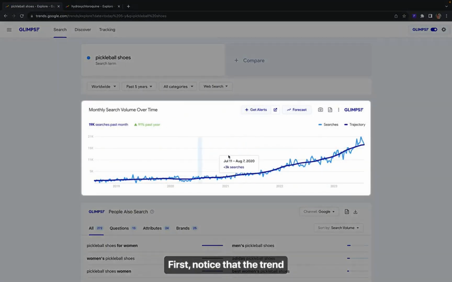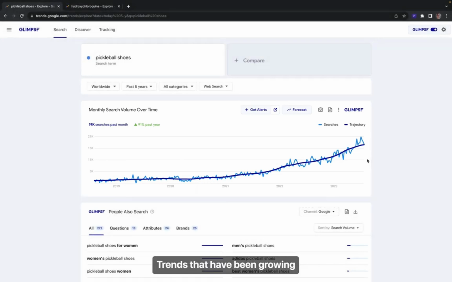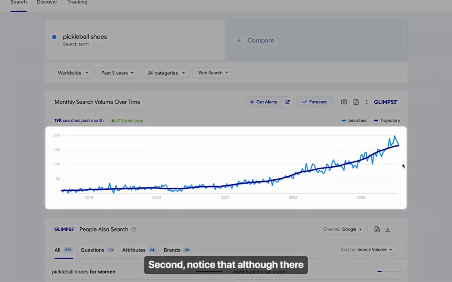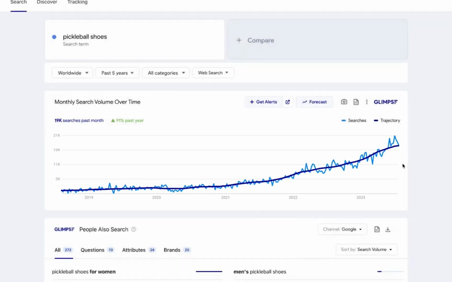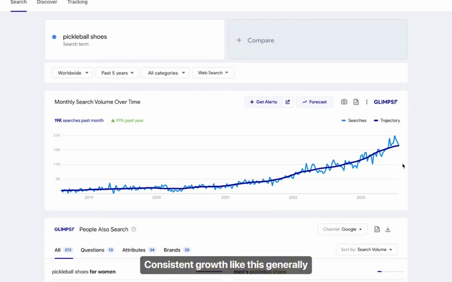First, notice that the trend has been growing consistently over the last 3 years. It has momentum. Trends that have been growing consistently for a longer period of time are more likely to grow in the future than those that haven't. Second, notice that although there are some small and consistent spikes, there are no massive spikes followed by declines. Consistent growth like this generally indicates the trend is growing via word of mouth, which is the most sustainable kind of growth and is a strong positive signal.